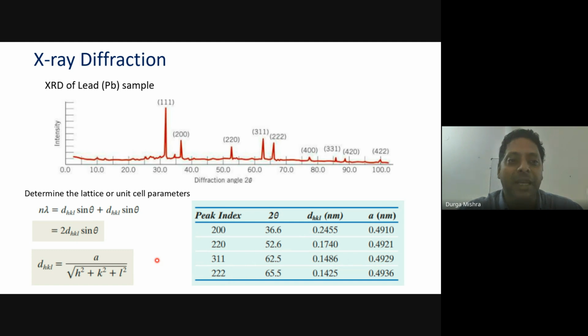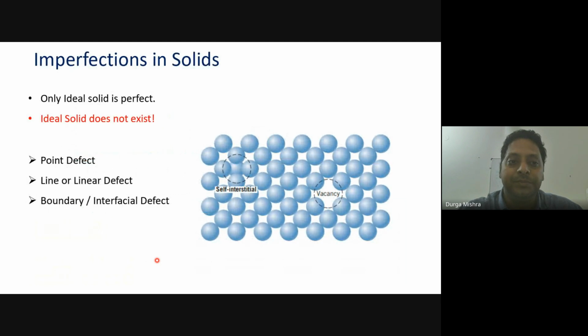This is a very useful technique to characterize your material, and you can find out its crystal structure, lattice parameter, and so on. Okay, any questions so far?